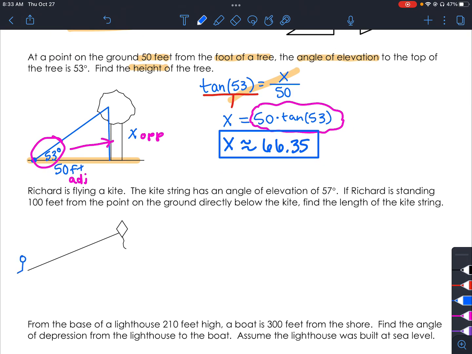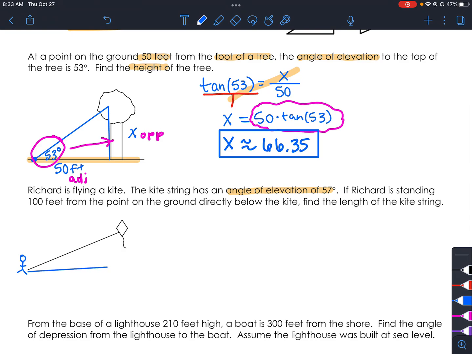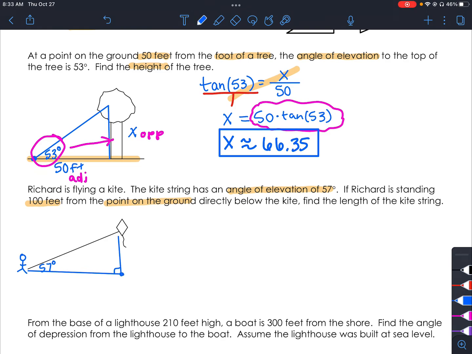So Richard is flying a kite. This is Richard. The kite string has an angle of elevation. So again, angle of elevation starts from the ground. It's the angle on the ground. And there's my right triangle. Richard is standing 100 feet from the point on the ground directly below the kite, so this point right below the kite, Richard is 100 feet away. Find the length of the kite string. So the kite string is right here.